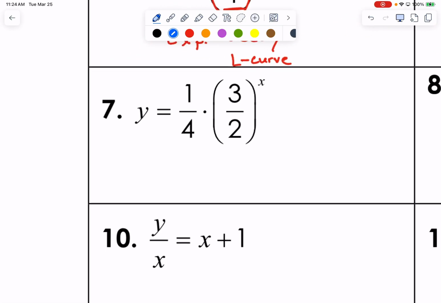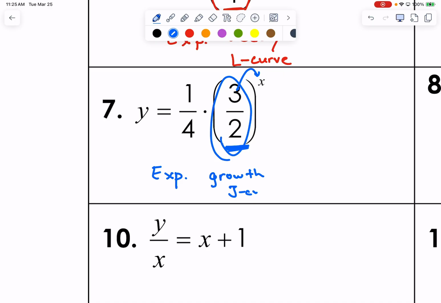All right, who wants number 7? Maya and Crystal, take a stab at it. Exponential is correct. Now, you have to figure out, is it growth or decay? So it's 3 halves to the x power. Is 3 halves bigger than 1 or smaller than 1? Bigger. So what is it, growth or decay? Growth, very good. You can put growth or you can put J curve. It's not both. Don't worry about the 1/4. Ignore the 1/4. I know what everybody's looking at. You only got to look at the part that's raised to the x power.